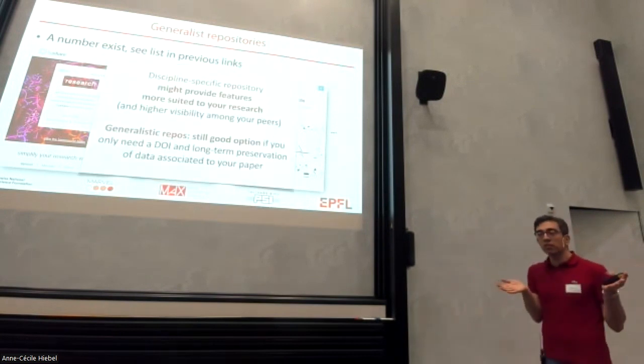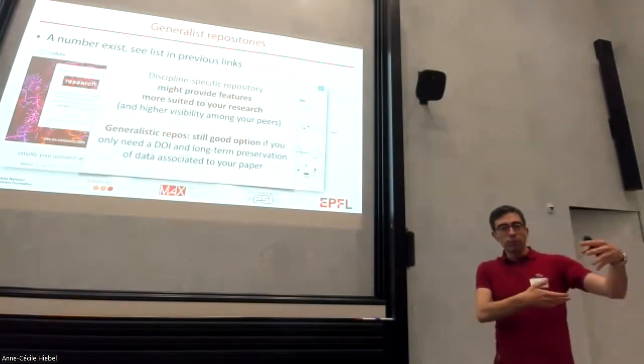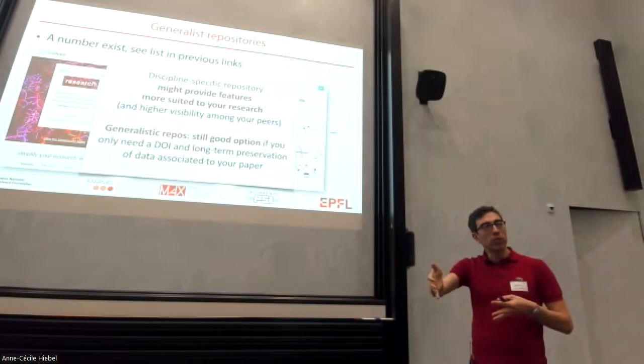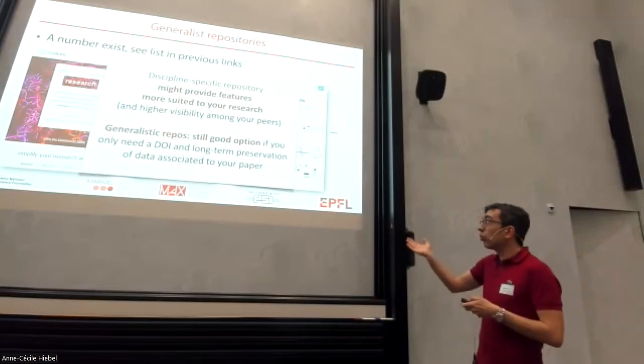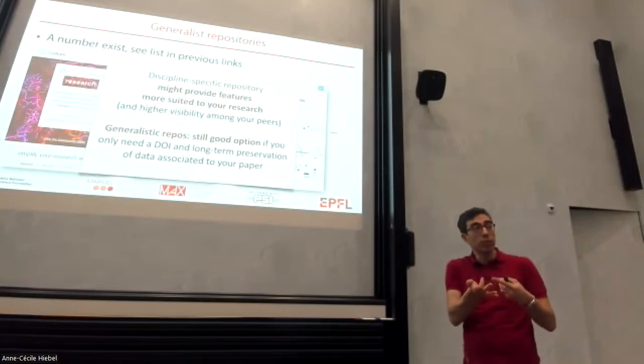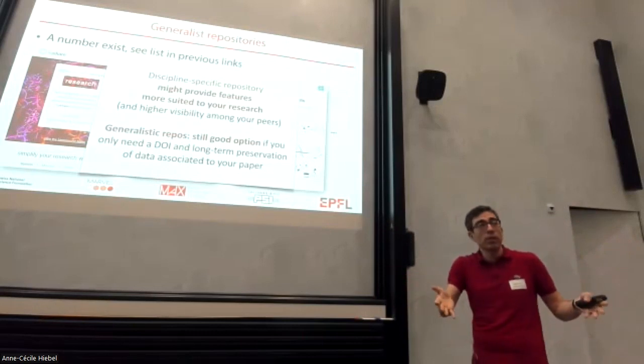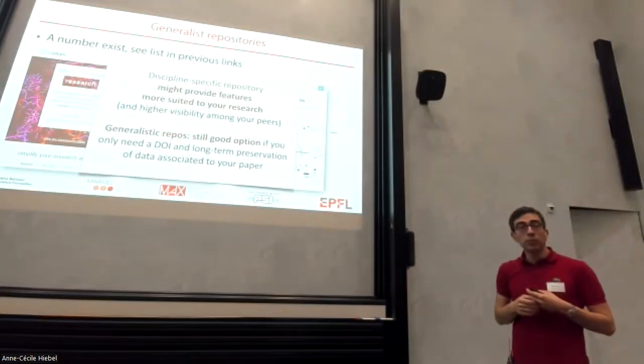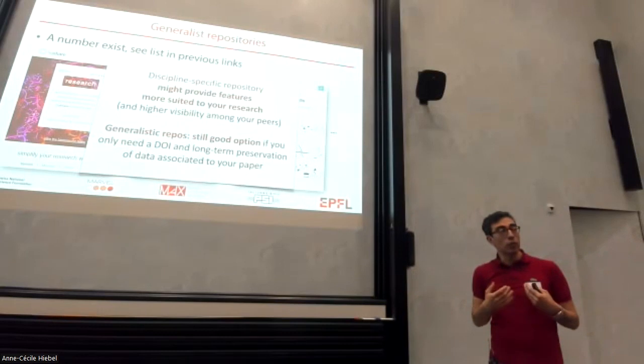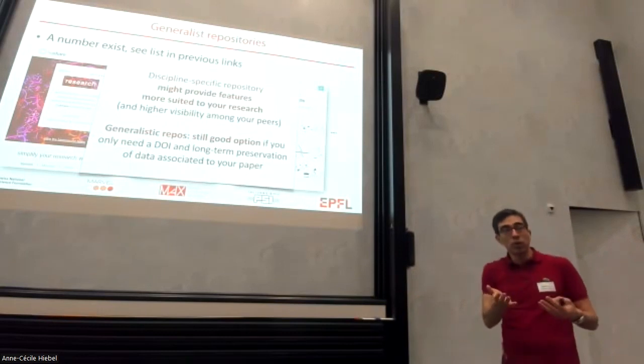And in many cases, if you really don't know what to do, you just have your data and your scripts to generate figures, your raw data, etc. You want to publish it. You just go in one of them, you get a DOI, you cite it in your paper, and at least your data is public. But if you find a discipline-specific repository, typically it will give you some added value.